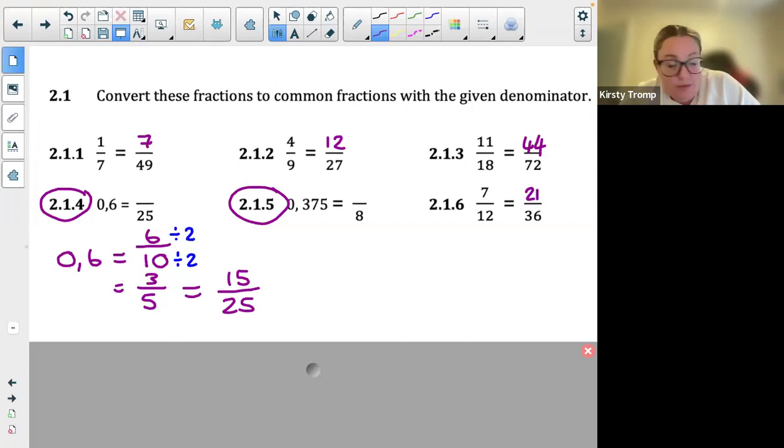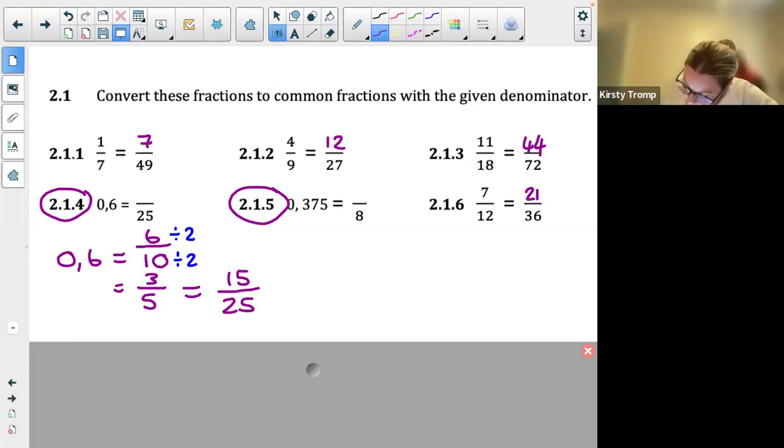So, Zach, do you want to tell us what your answer was for 2.1.5? My answer was 3/8. Good. And Zach, you know that because you were taught that off by heart. Am I right? Yes, ma'am. Okay, cool. Stay with me, Zach. We're going to do it the maths way now, so we're going to get full marks. Are you ready? Yes, ma'am.